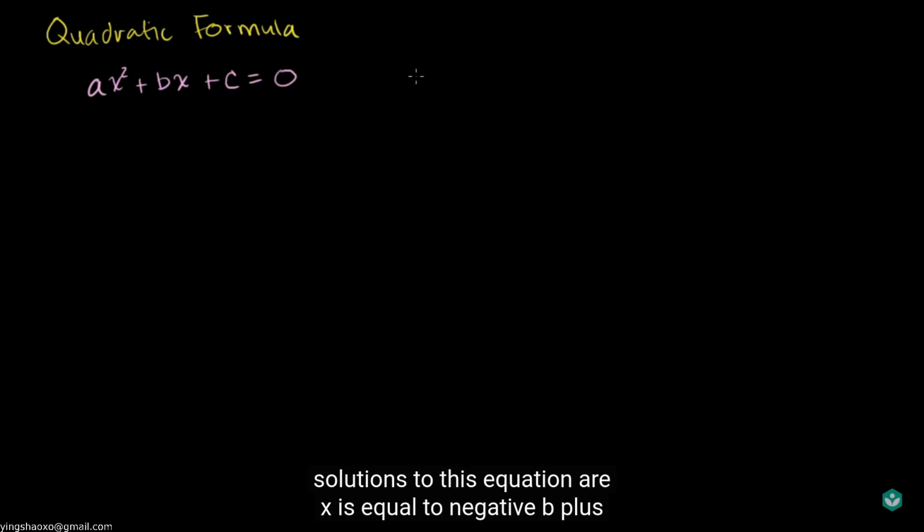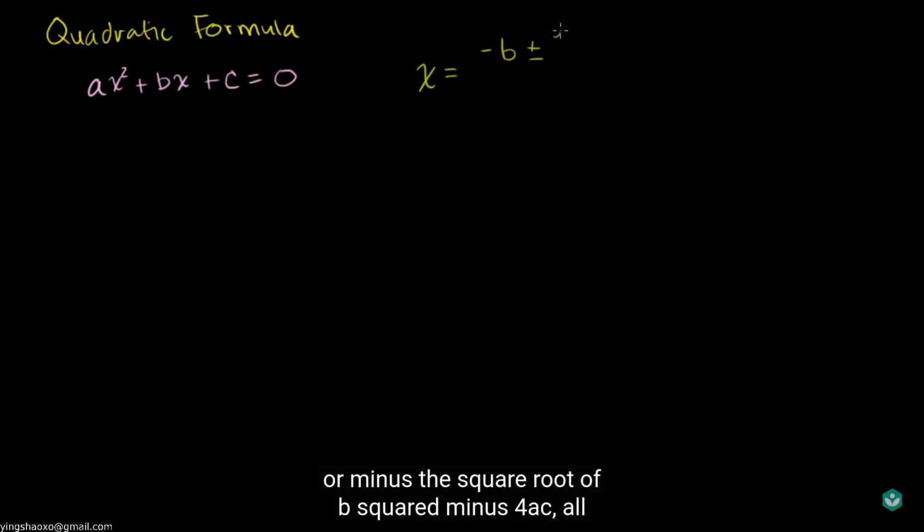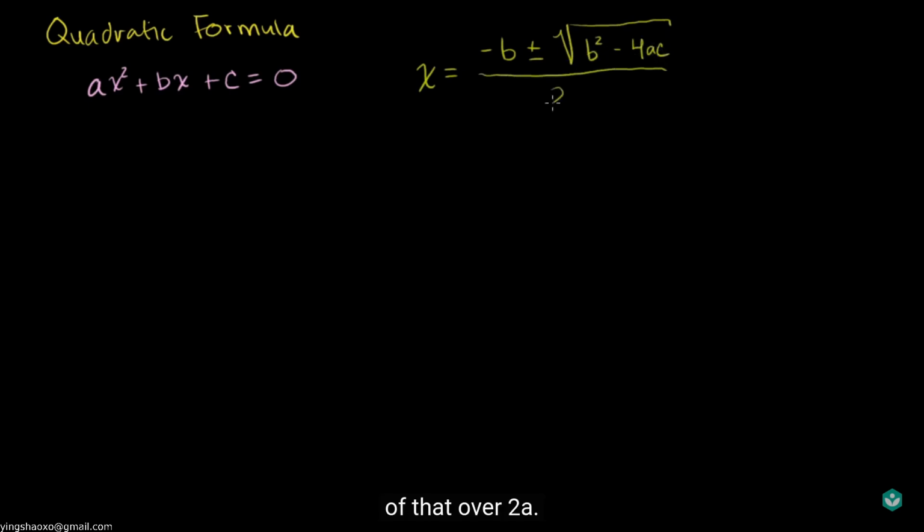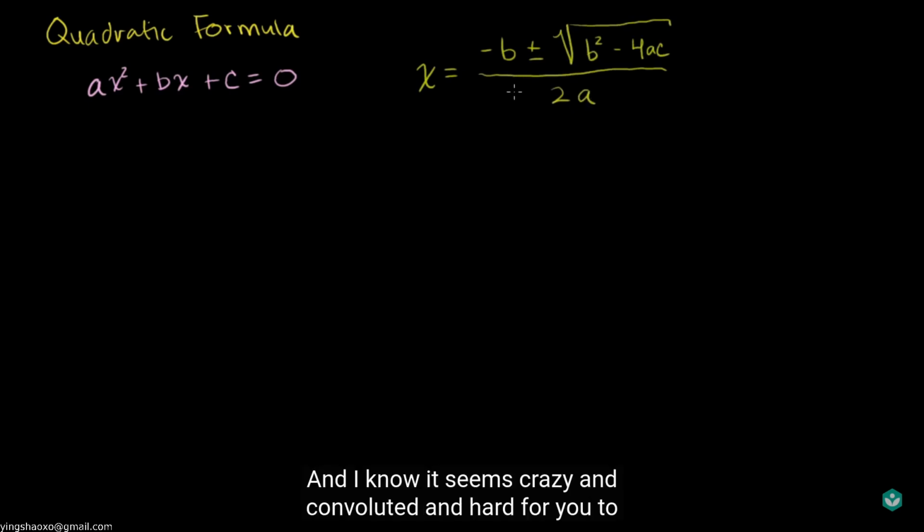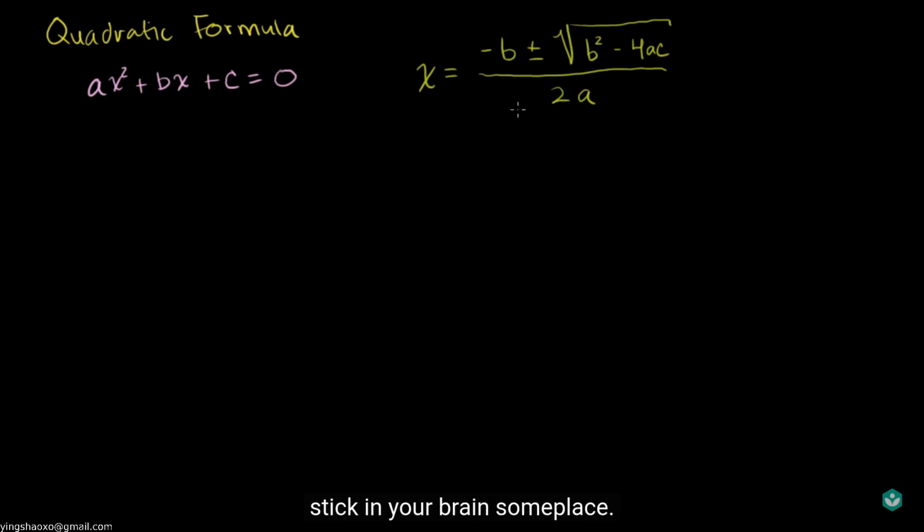Now, given that you have a general quadratic equation like this, the quadratic formula tells us that the solutions to this equation are x is equal to negative b plus or minus the square root of b squared minus 4ac, all of that over 2a. And I know it seems crazy and convoluted and hard for you to memorize right now, but as you get a lot more practice, you'll see that it actually is a pretty reasonable formula to stick in your brain someplace.